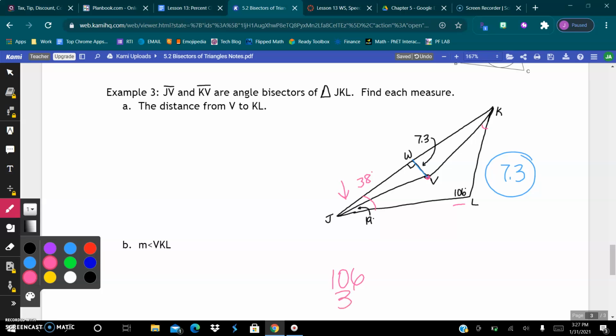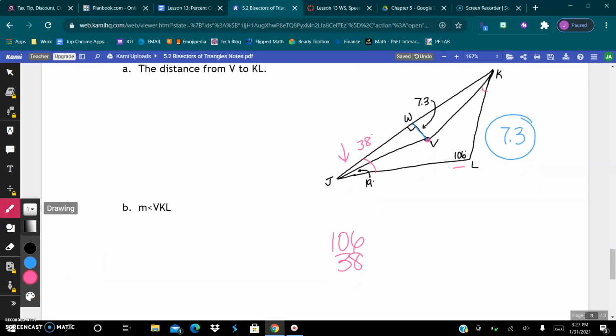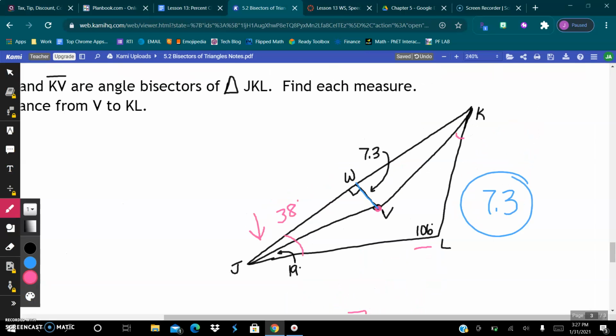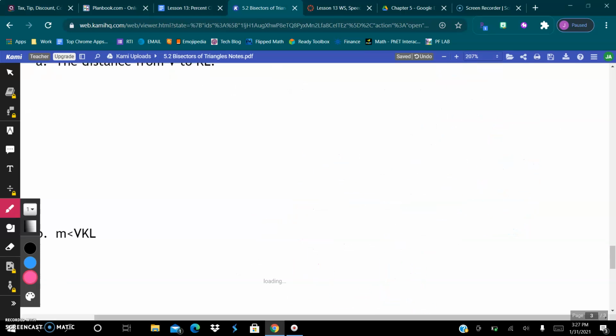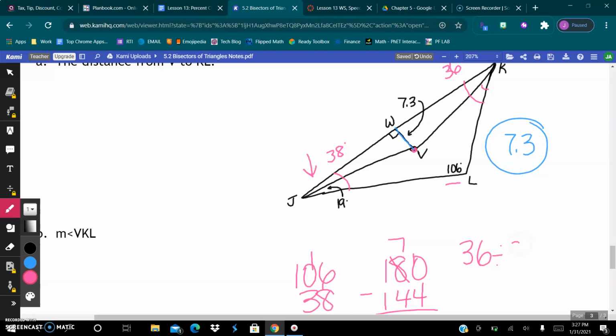If we add those together, we get 144. If we take that away from 180 to see what's left, we have 36. Now, all of this has to be 36, so we're going to divide it by 2 because there's that angle bisector there. 36 divided by 2 is 18. So the measure of angle VKL is 18 degrees.